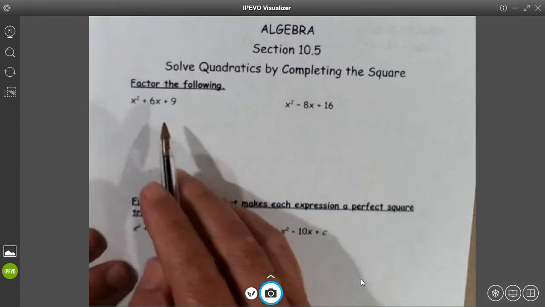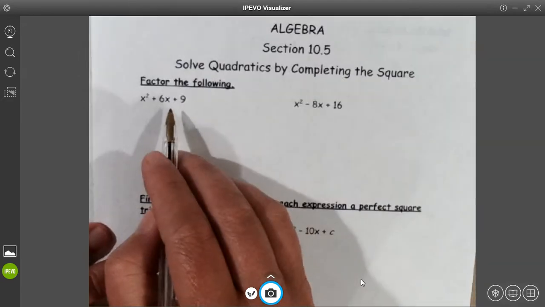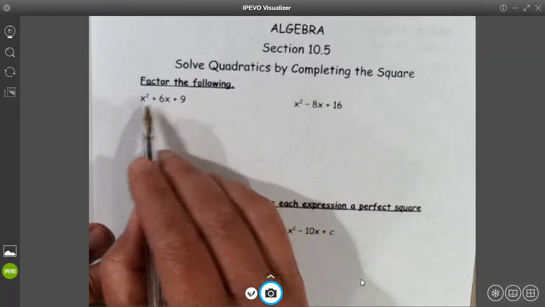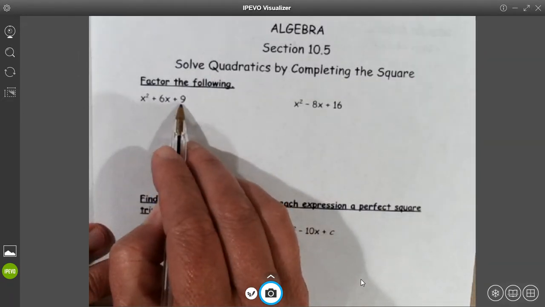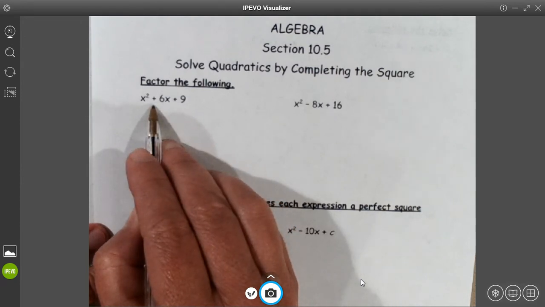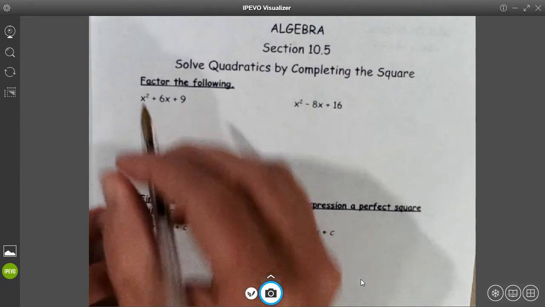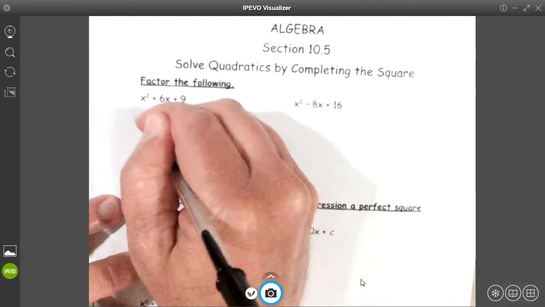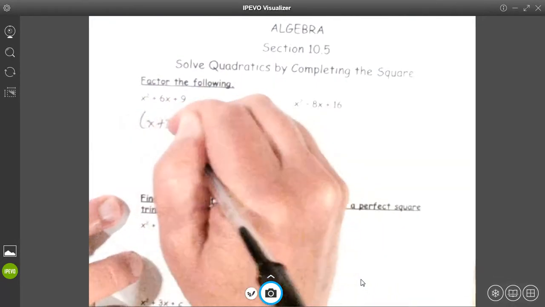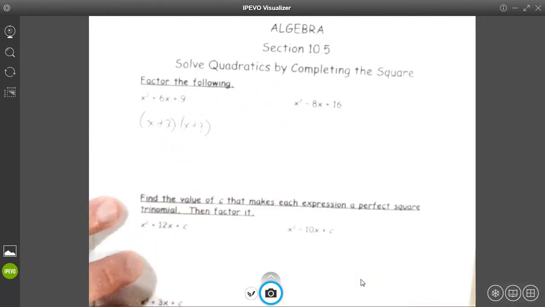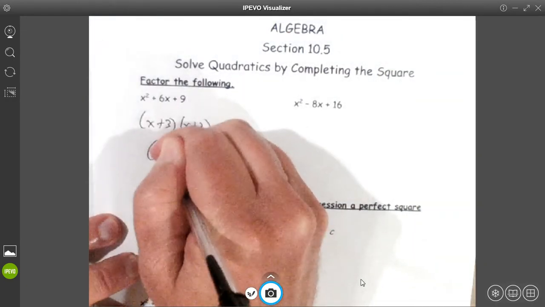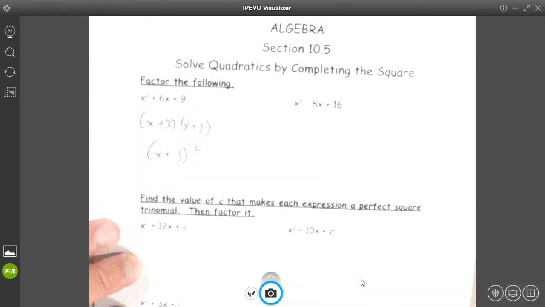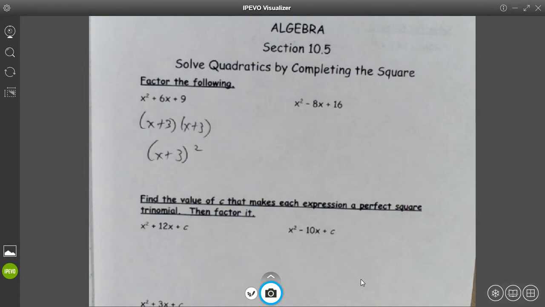So let's just look at factoring these. Take a look at what's going on here. Again, looking for factors of 9 that add up to 6. Let's see, I think that's 3 and 3. So I can factor this as x plus 3 times x plus 3, or we can write this as x plus 3 squared. A quicker way to write it.